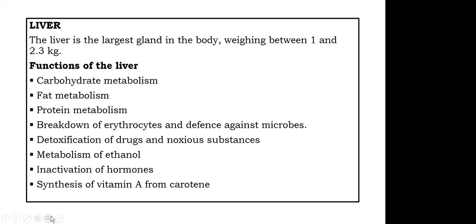And what will happen when there is a breakdown of cells? Many cells die in our body, right? Every minute, every second, there is production and apoptosis of cells in our body. So it breaks down the genetic material produced out of the broken cells of the body to form uric acid, which is excreted in the urine. And it will also help in transamination.